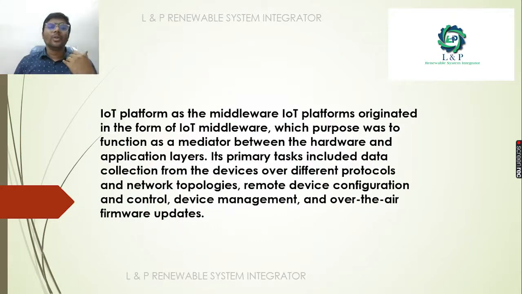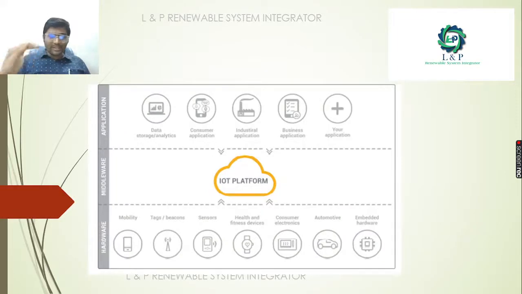So, IoT platform as a middleware. It originated in the form of IoT middleware, whose purpose was to function as a mediator between the hardware and the application layer. Its primary tasks include data collection from the devices over different protocols and network topologies, remote device configuration and control, device management, and over the air firmware updates. So this is how basically the IoT platform is getting used. It acts as a middleware between the hardware and the application.